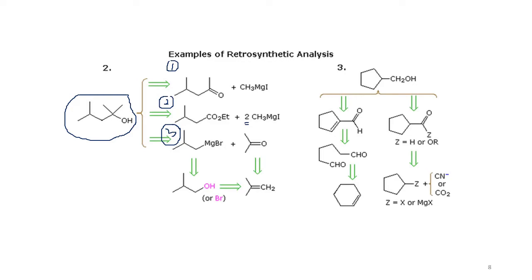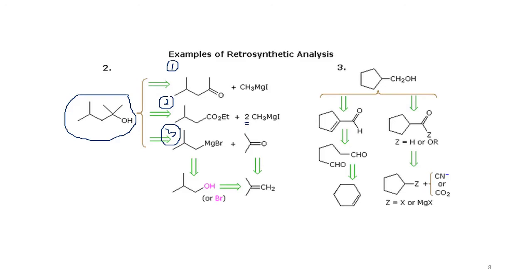Okay, now let's take a look at another example where you have alcohol here. Then how are you going to make this alcohol? Of course, using Grignard reaction. So this alcohol can be made from aldehyde. This cyclic aldehyde can be made from aliphatic dialdehyde, which then can be made from cyclohexene.